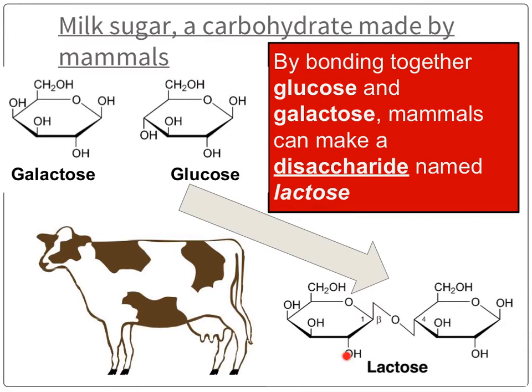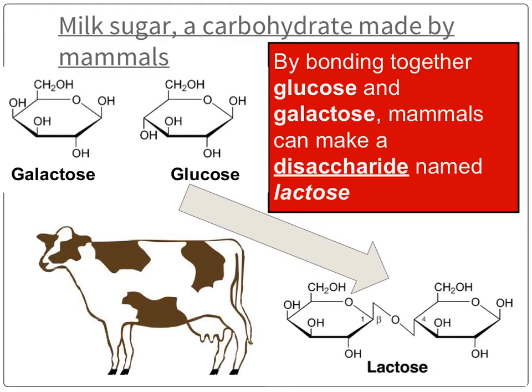Lactose is a disaccharide. Okay, so this is the second disaccharide we talked about. The first one was sucrose, in which glucose and fructose came together. Well, now galactose and glucose are coming together, and they make lactose. And this is the sugar that is probably familiar. You've heard of lactose intolerant. Well, this is those that are lactose intolerant.